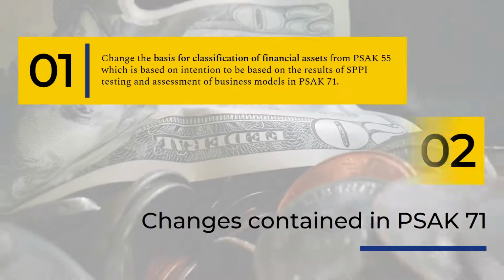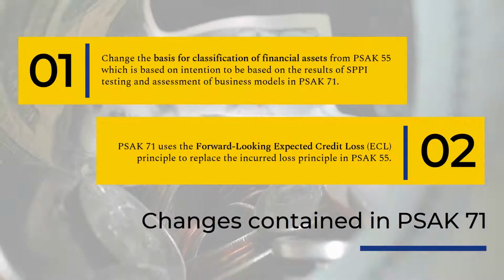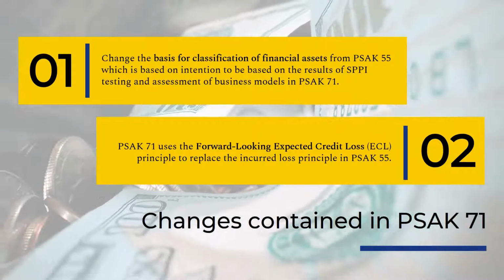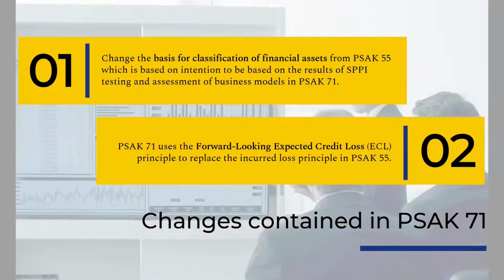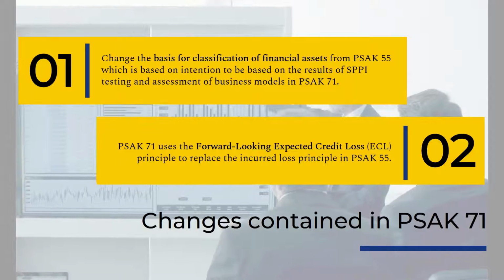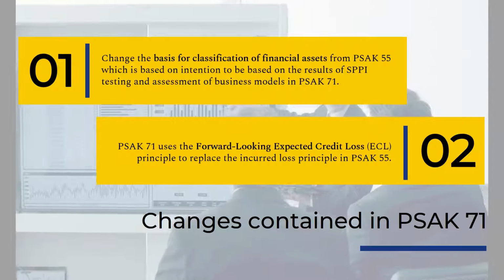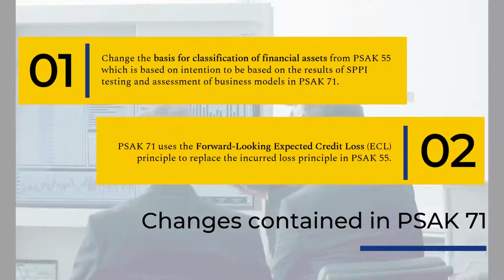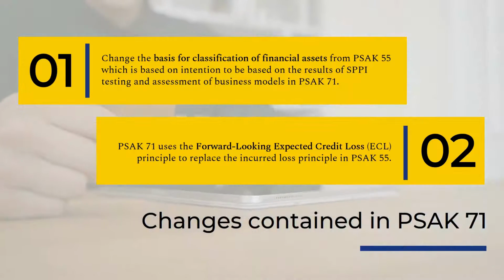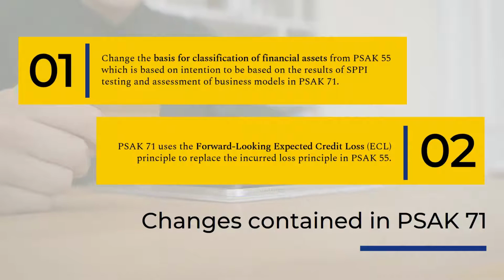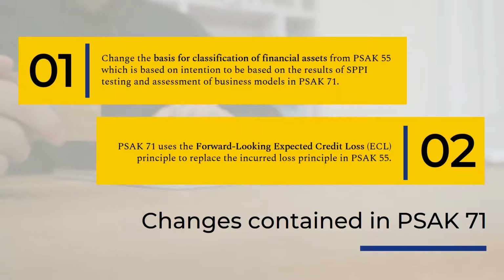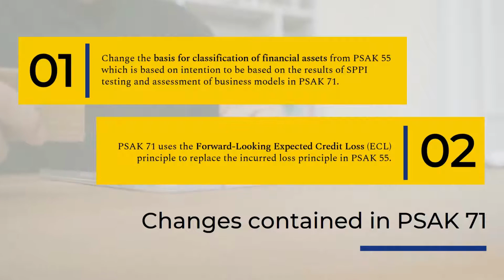Based on this case, we discussed two changes contained in PSAK 71. The first is the change in the basis for classification of financial assets. In PSAK 55, the classification is based on the management's intention, while PSAK 71 will be based on the results of the SPPI test and assessment of the business model. And the second is the change in the principle of allowance for impairment losses. PSAK 71 will use the forward-looking expected credit loss principle to replace the incurred loss principle in PSAK 55.